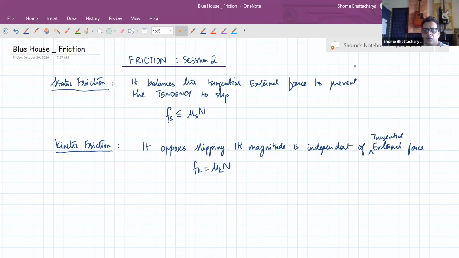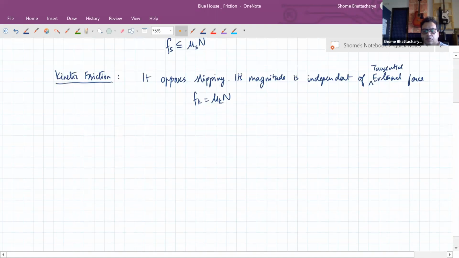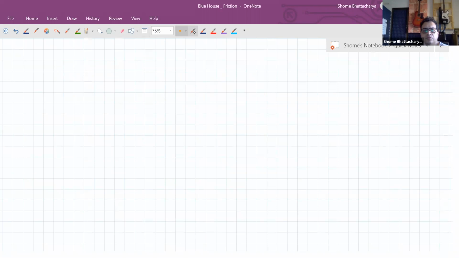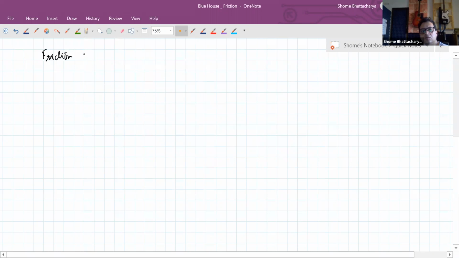So we have understood this in context of all the examples last time. So let's start with some more examples today. We will start with the very important example of the inclined plane problem. So friction on an inclined plane.